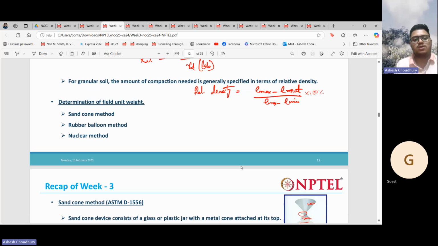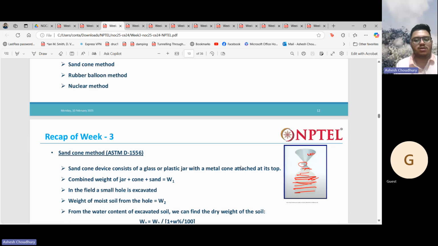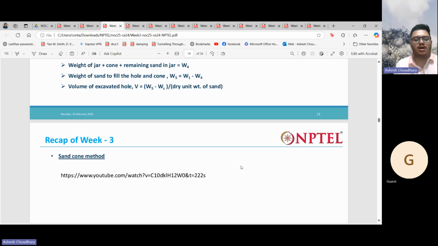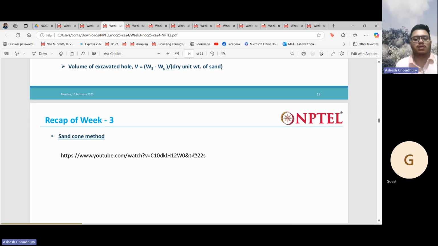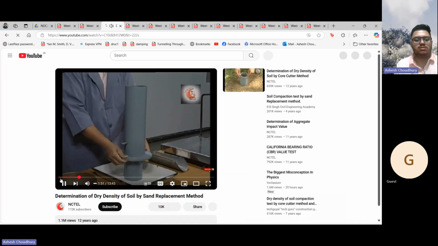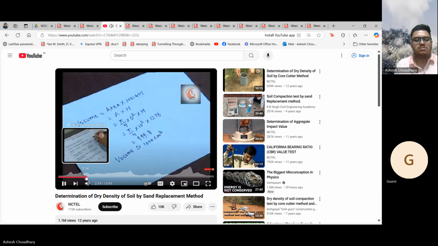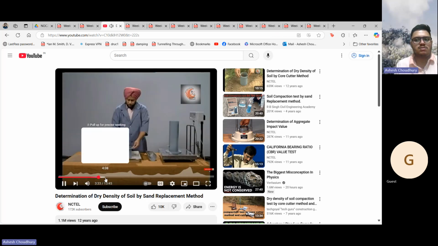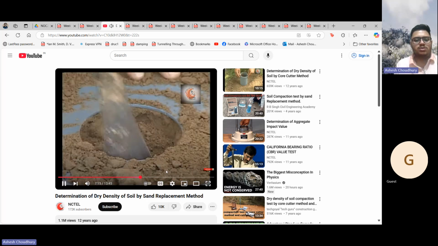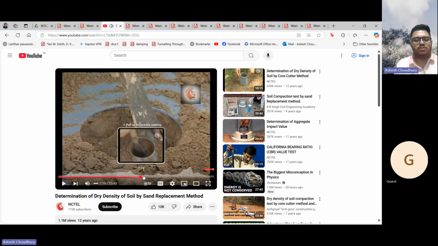Determination of field unit weight: sand cone method, double barrel method, nuclear method. For the sand cone method, I'm not going into depth. You already know, we already discussed it, right? I suggested that you watch this video where this is properly given. So you can watch this video. Nicely, they have shown how this sand cone method can actually be used.